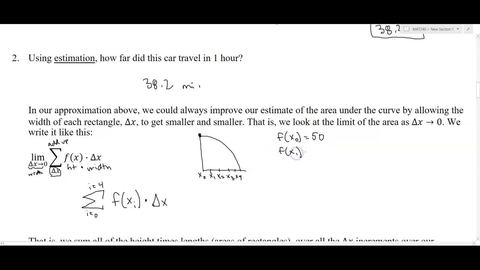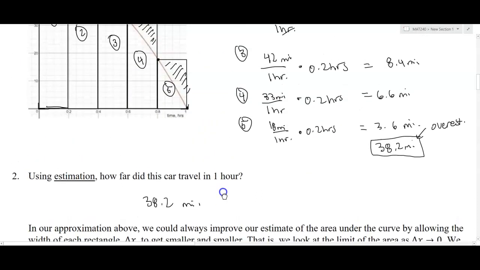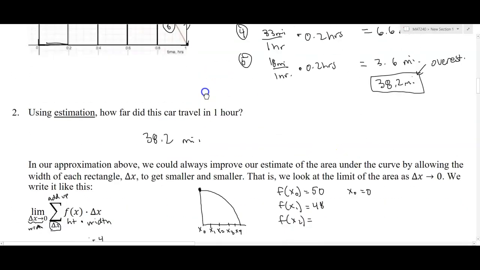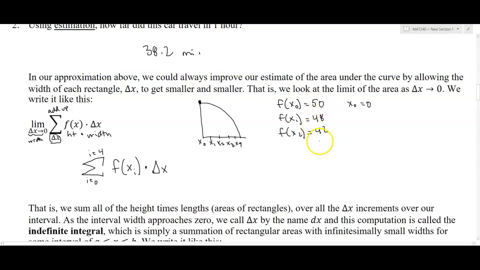And we said that f of x0 is equal to 50 miles per hour. F of x1, if we think about x0 as 0, I think we calculated to be, let's go back here a second. We said that that second height was 48. So 48, and f of x2 was 42, is it 42? 42, 33, 18. And this was our f of x3, and this was our f of x4. Okay, so the value of x1 was 0.2, the value of x2 is 0.4, the value of x3, 0.6, and the value of x4 was 0.8.